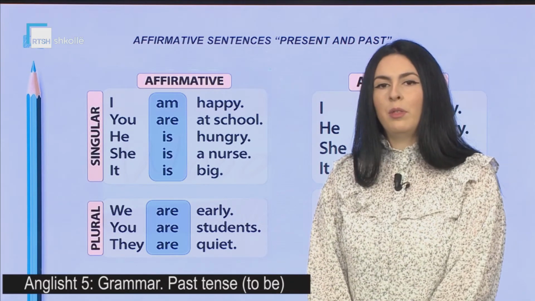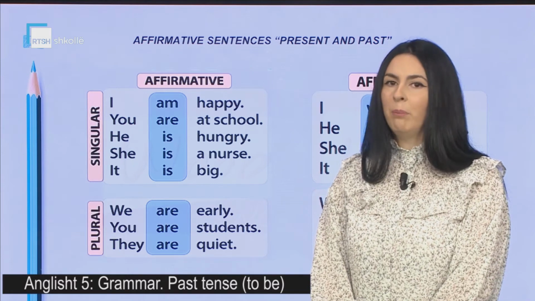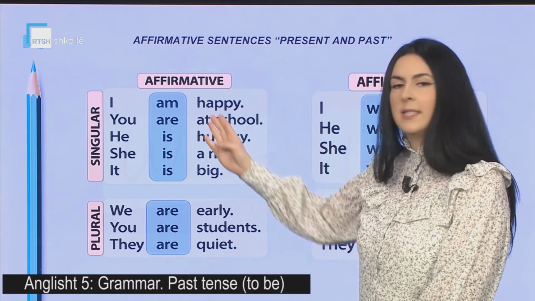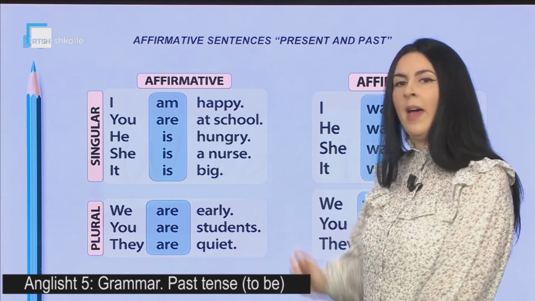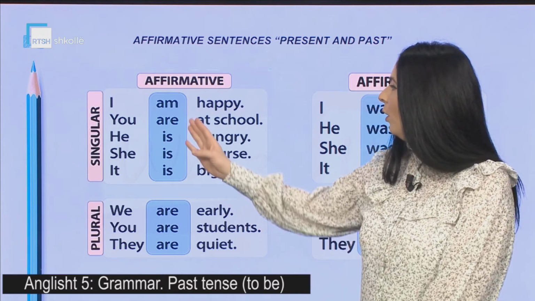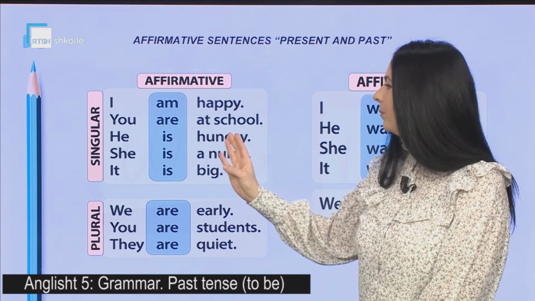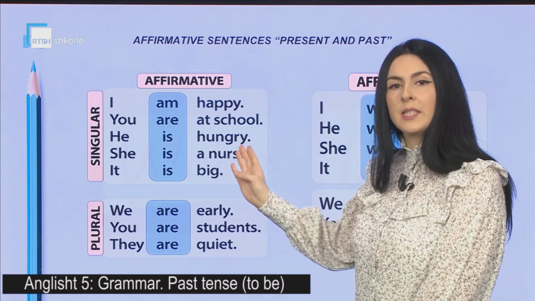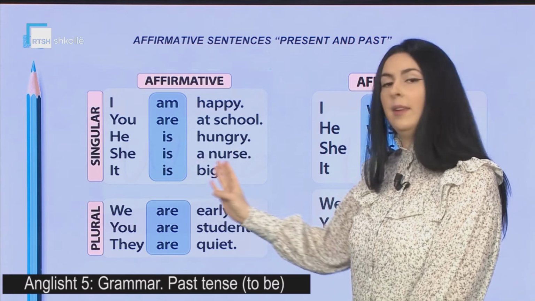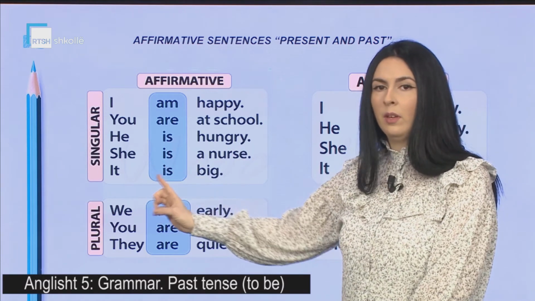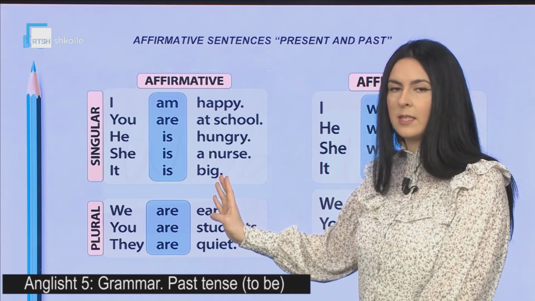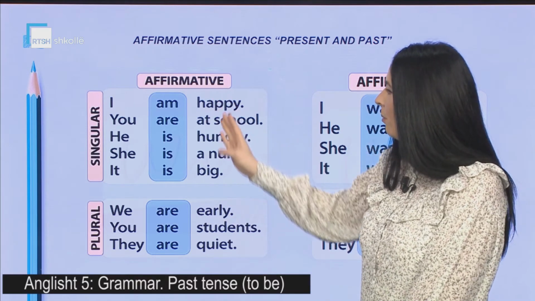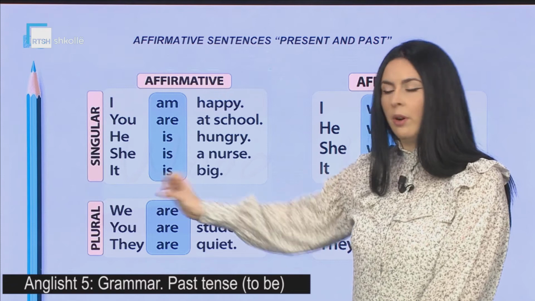We're going to see the affirmative form of the verb to be both in present and in past simple tense. Let's see these simple sentences. I am happy. You are at school. He is hungry. She is a nurse. It is big. Be careful, it is always used with things and with animals. This was the affirmative form in singular.